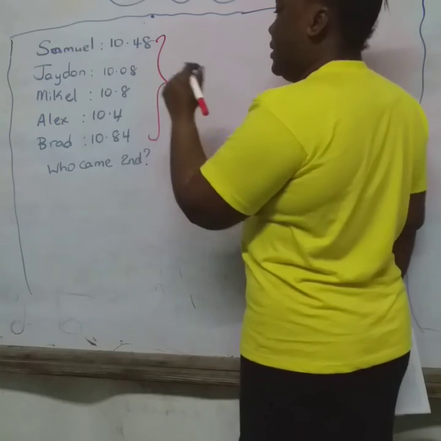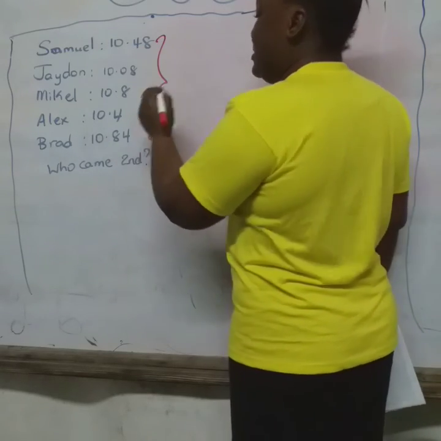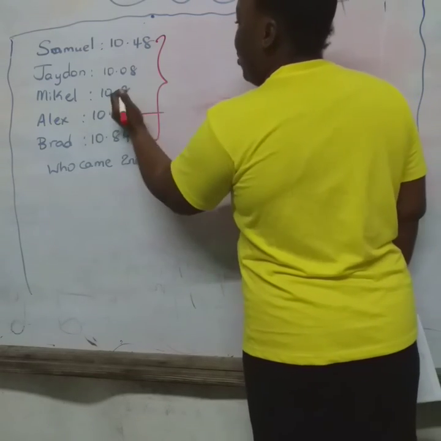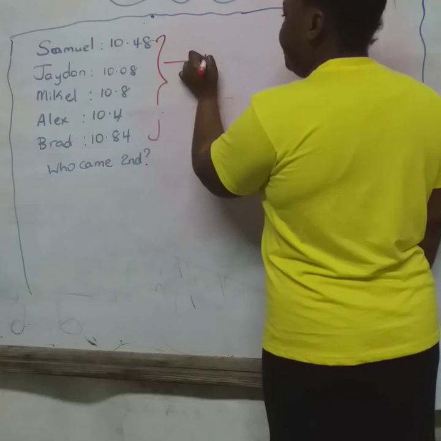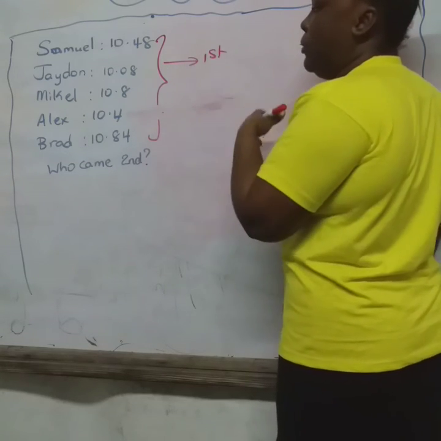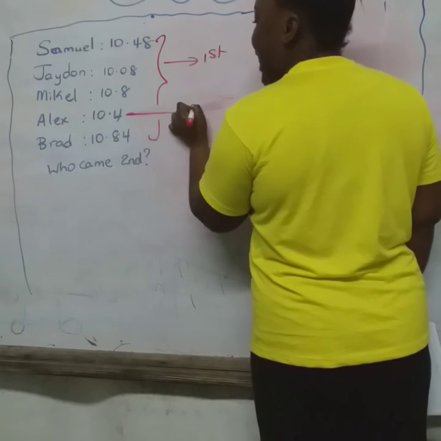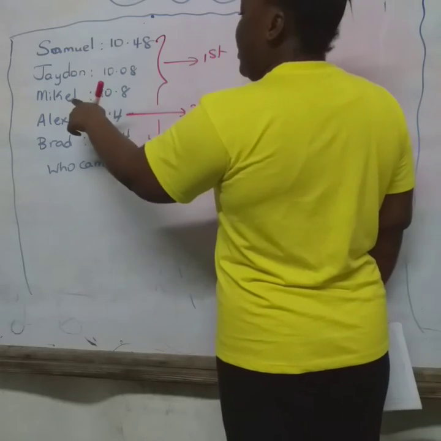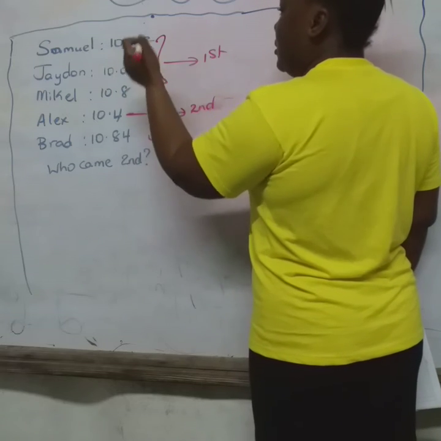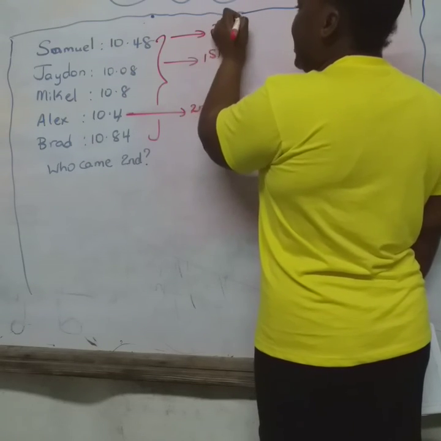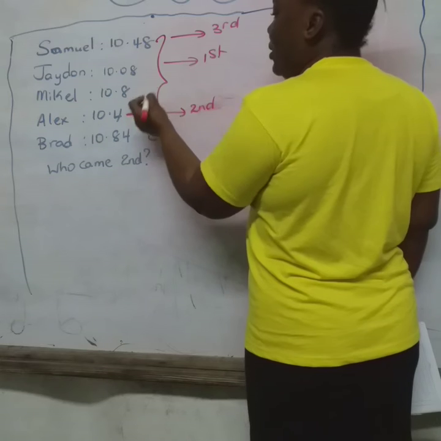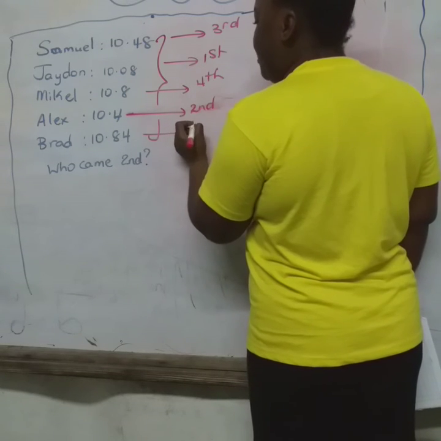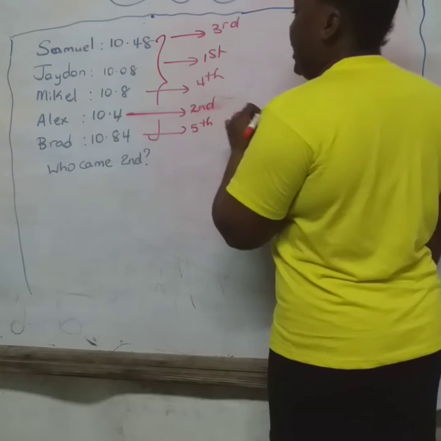So we can arrange our decimal numbers, or we can look from right here. Some people are skilled enough, they can look from here. And what's the smallest decimal number? Here. The smallest decimal number is here. Jaden, who is at 10.08. Second is Alex, who is at 10.4. And third is Samuel, who is at 10.48. And fourth is Michael, who is at 10.8. And fifth is Brad, who is at 10.84.